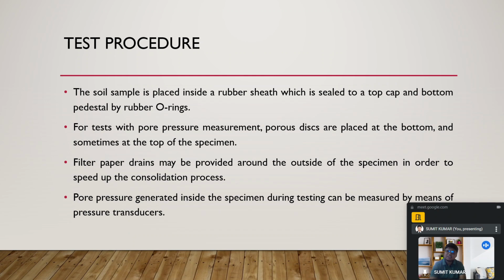Moving ahead, when we talk about the test procedure, the soil sample is placed inside a rubber membrane which is sealed on the top cap and bottom pedestal by rubber rings. For tests with pore pressure measurement, porous discs are placed at the bottom and sometimes at the top of the specimen. Filter paper drains may be provided around the outside of the specimen in order to speed up the consolidation process. The pore pressure generated inside the specimen during testing can be measured by means of pressure transducers.